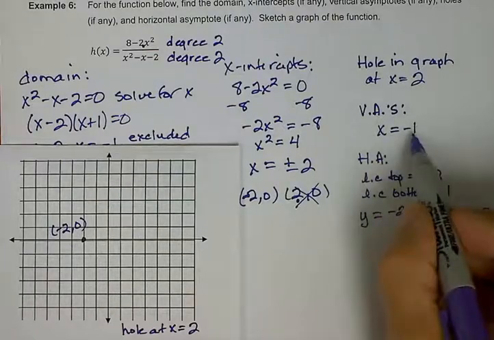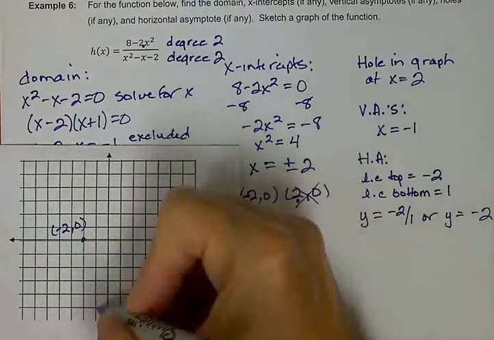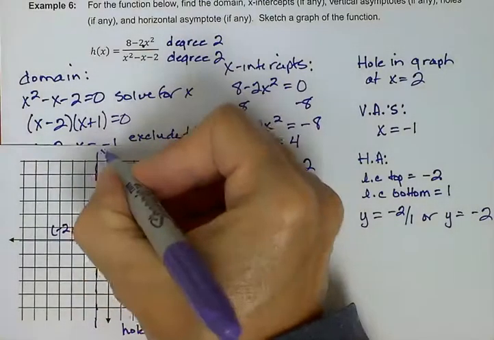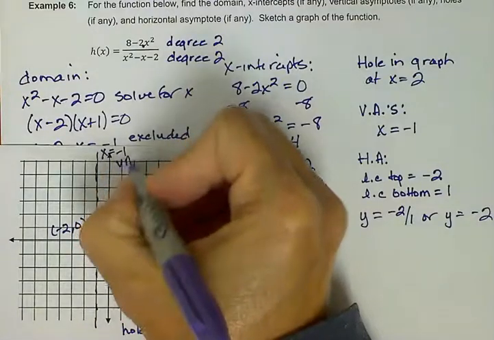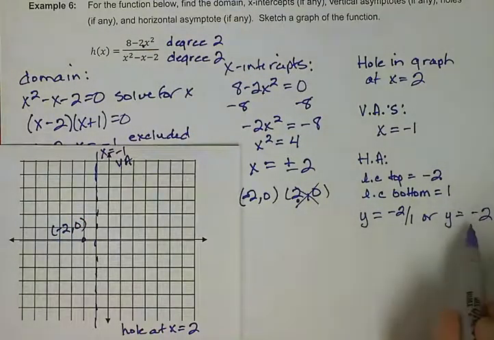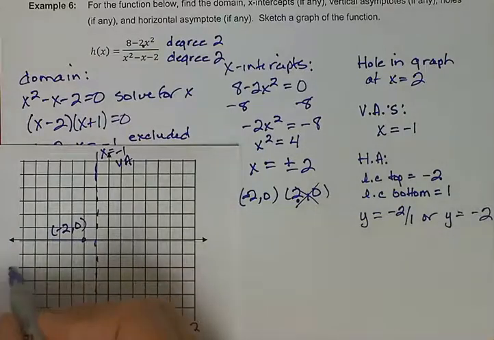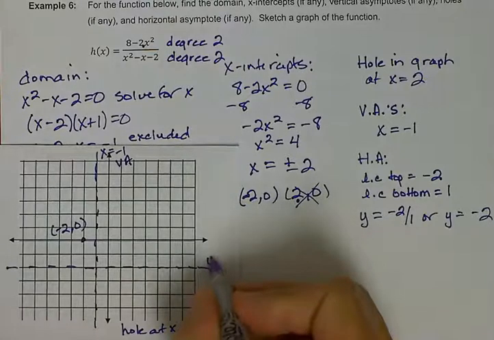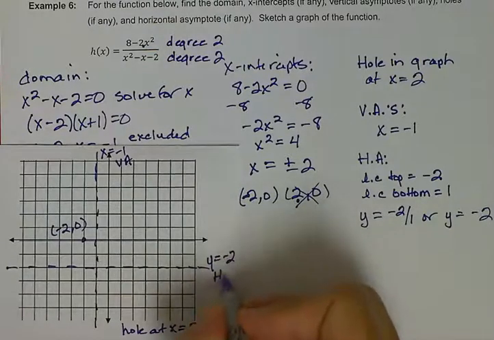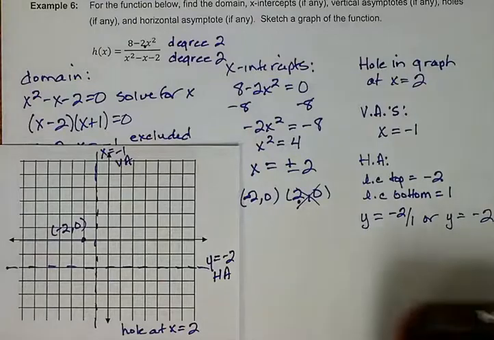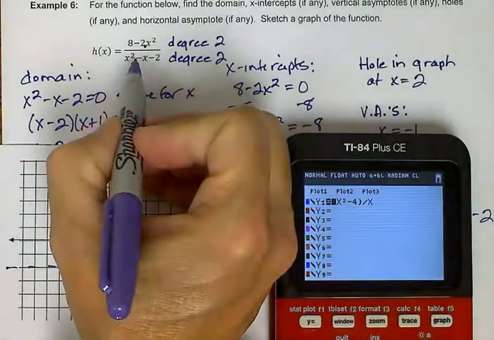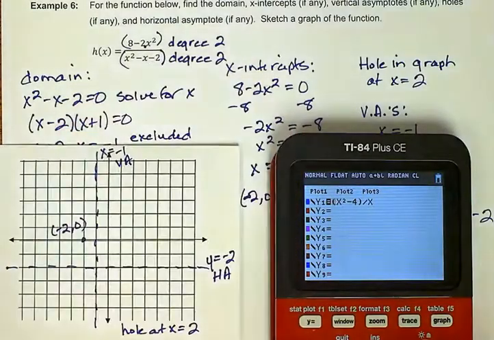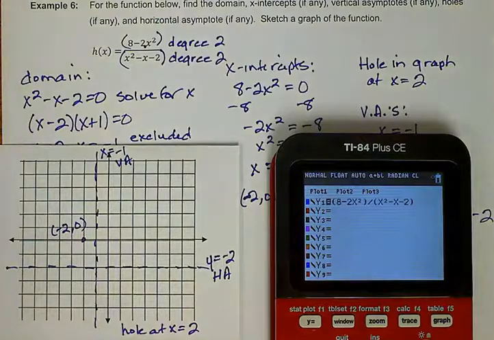I do have a vertical asymptote at x equals negative 1. I'm drawing in a dotted vertical line at x equals negative 1. And then I have a horizontal asymptote at y equals negative 2. I'm going to draw in a dotted horizontal line at that location. Now I'm ready to graph this with my calculator. For this one, because both my numerator and denominator have more than one term, I'm going to have to put parentheses around each one in order to get the correct graph.